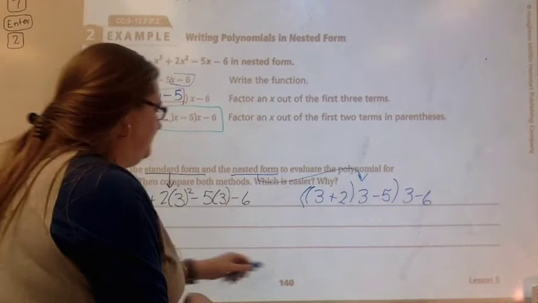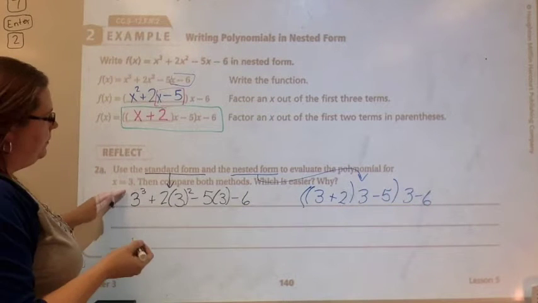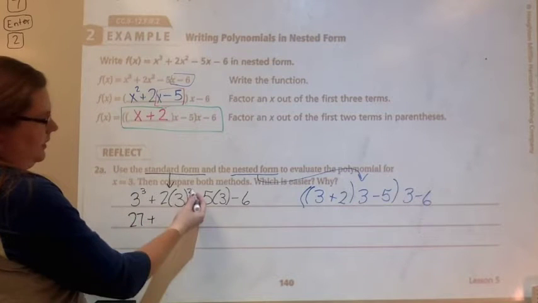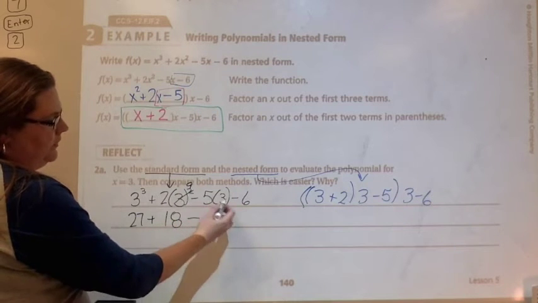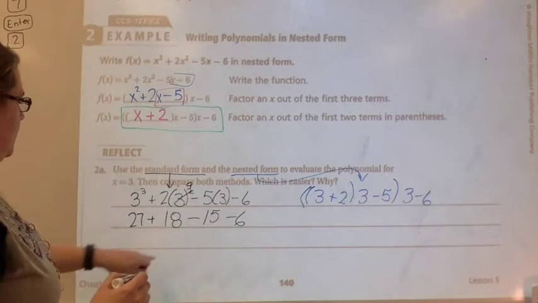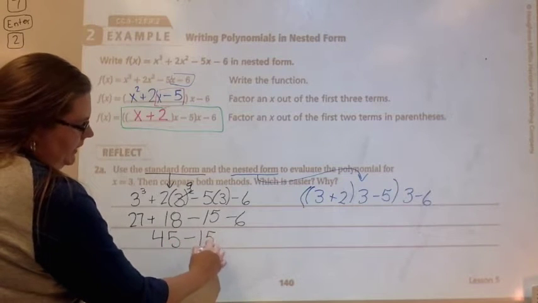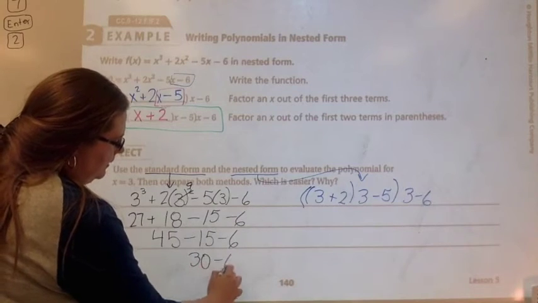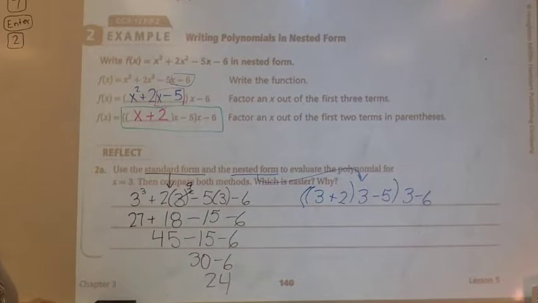So let's work both out. Here, 3 cubed, hopefully you remember, 3 times 3 is 9, times 3 is 27. Plus 3 squared is 9, times 2 is 18. Minus 5 times 3 is 15, and minus 6. Finish the math here: 27 plus 18 is 45. Minus 15, minus 6, and 45 minus 15 is 30. Minus 6 is 24. Hopefully you can still see that.